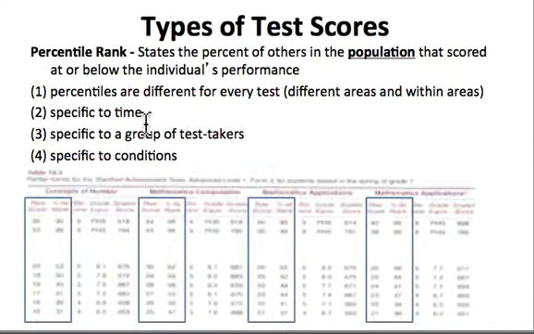Number three, they are also specific to a group of test takers. If I'm looking at a district test, I'm only comparing myself to people in the district. If I'm doing a state test, I'm comparing myself to people in the state, and say it's public schools in the state, then I'm not comparing myself to students in private schools. If it's a national test, now I'm comparing myself to fifth graders in the nation. So the norms I get, the values I get, are specific to who I'm comparing myself to.